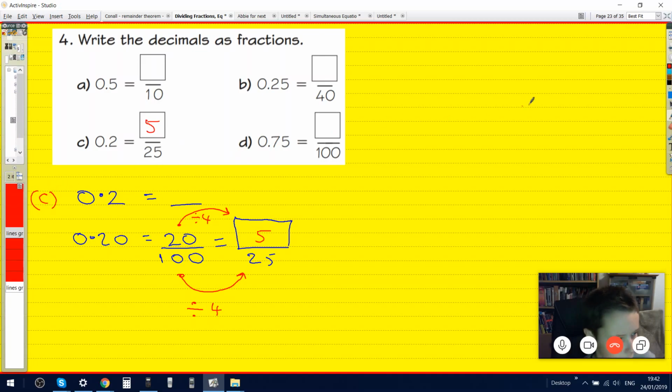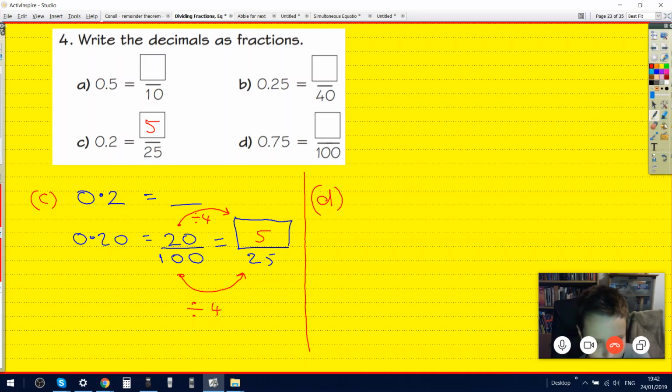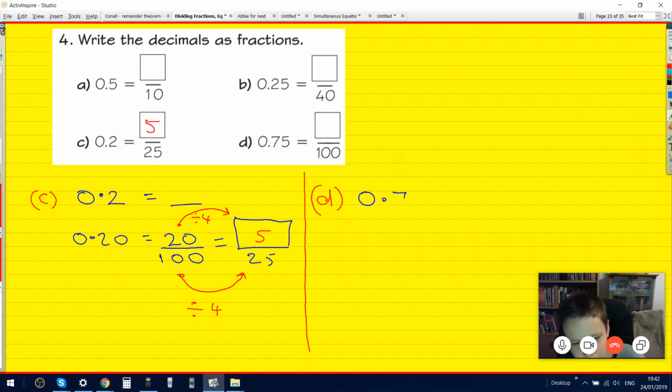How about part D? So part D is 0.75 equals something over 100. Well, 0.75 is the same as 3/4, I think. Okay, yeah. So 0.75 is the same as 3/4.